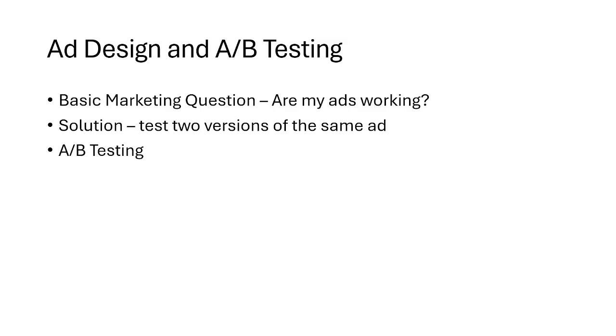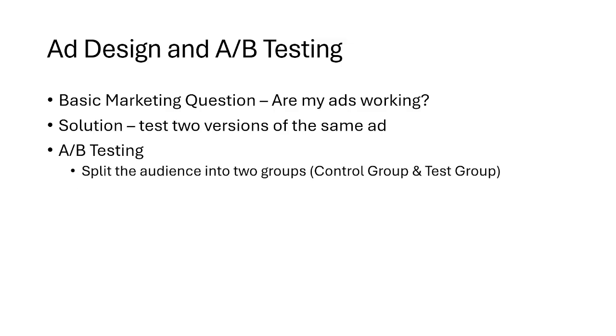So this concept of A/B testing, basically what you do is you split the audience into 2 groups, a control group and a test group. And if it's helpful, you can think of this like a science experiment with a control group and a test group. It basically follows the same principles.